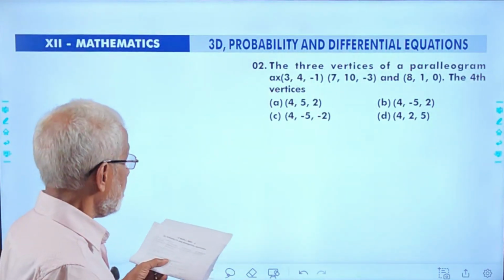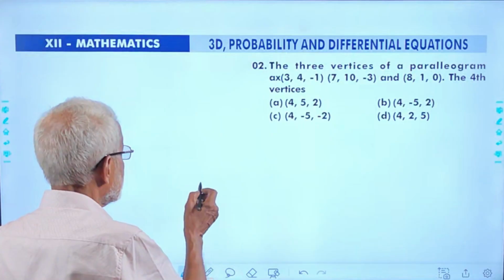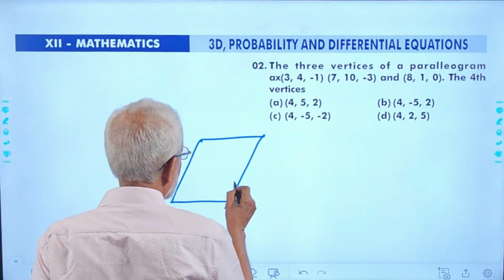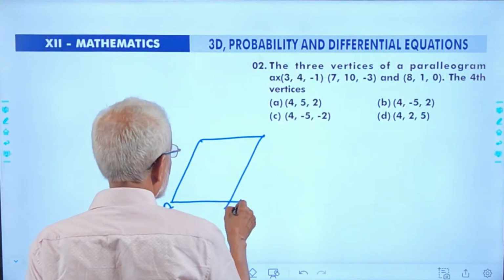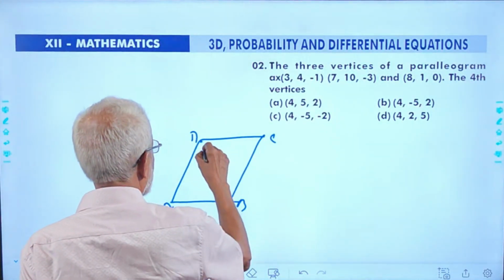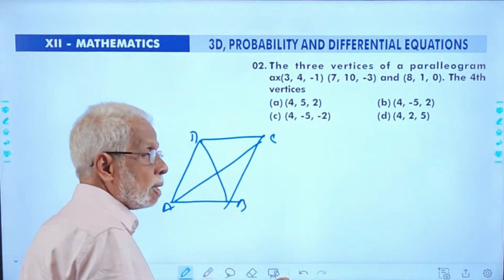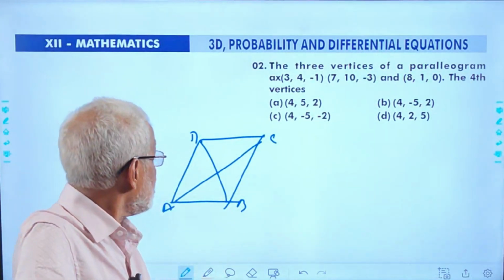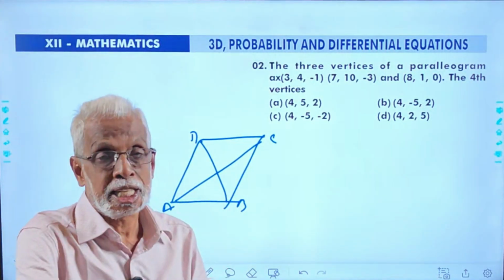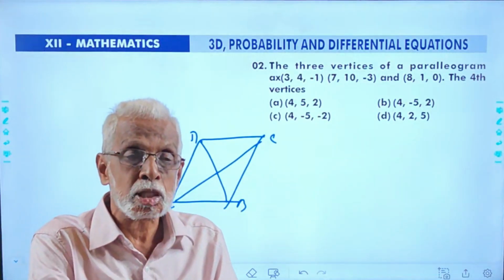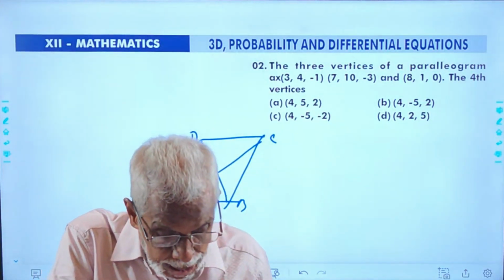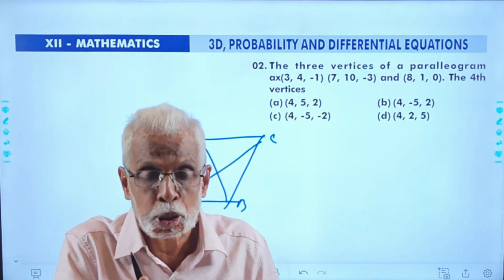The three vertices of a parallelogram are given. For a parallelogram, the diagonals bisect each other. Therefore, the midpoint of AC is the midpoint of DB. That can be done by (x1 plus x2) by 2, (y1 plus y2) by 2, (z1 plus z2) by 2. The correct answer is 4, minus 5, 2.